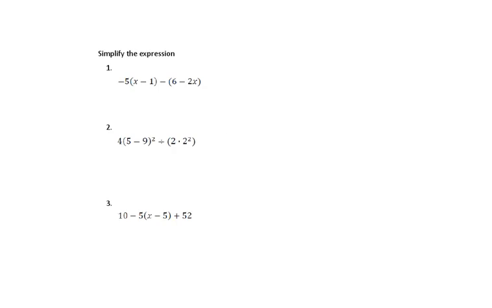Question 1 wants us to simplify the expression, so that means we have to distribute. Negative 5 times x is negative 5x. Negative 5 times negative 1 is positive 5. Next, let's distribute negative 1. Negative 1 times 6 is negative 6. And negative 1 times negative 2x is positive 2x. If you combine like terms, negative 5x plus 2x becomes negative 3x. 5 minus 6 is negative 1.